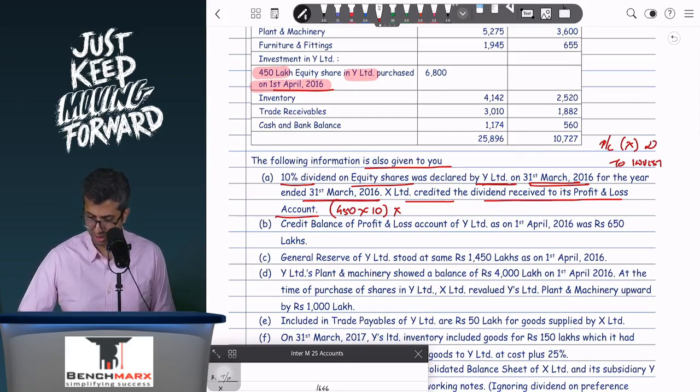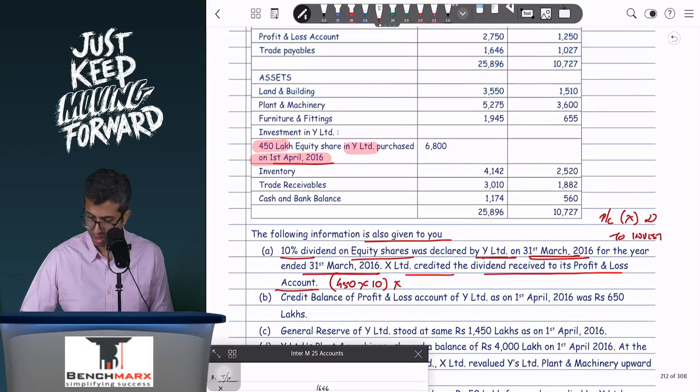450 into 10, so that is 4,500 into 10%. 450 is the total dividend. Just a second. 450 into 10, 4,500 into 10%. I think it will be 450.